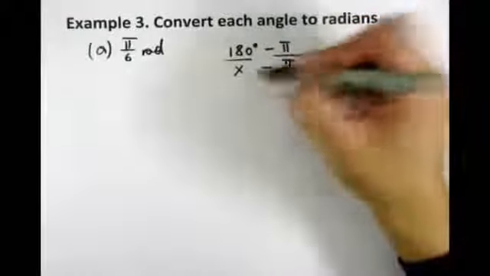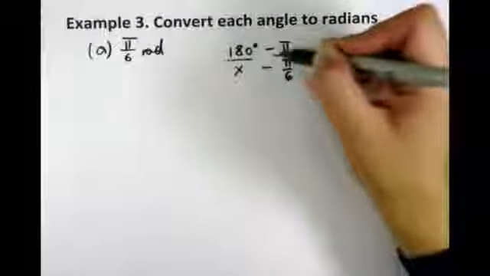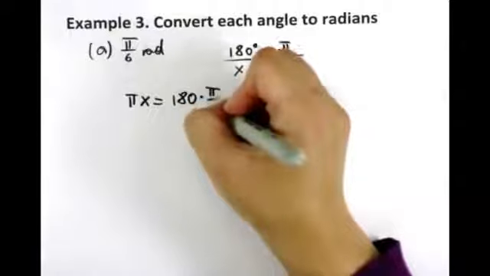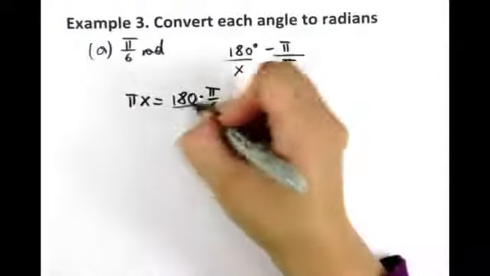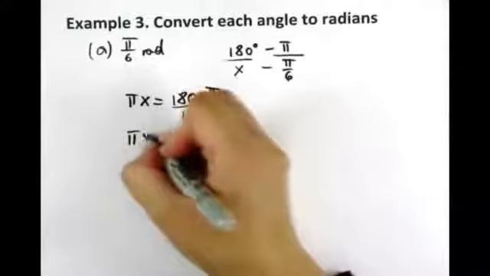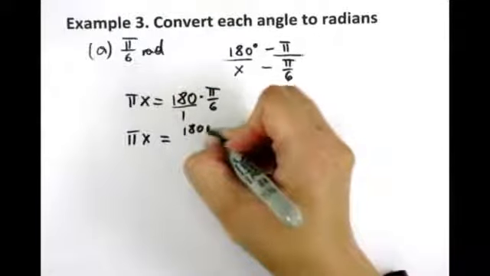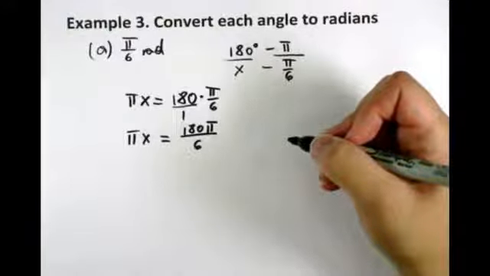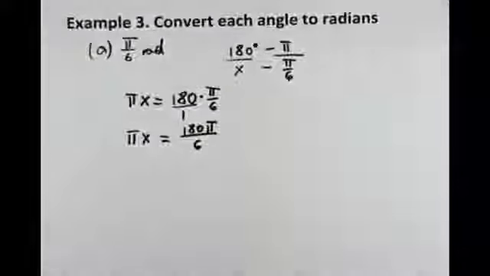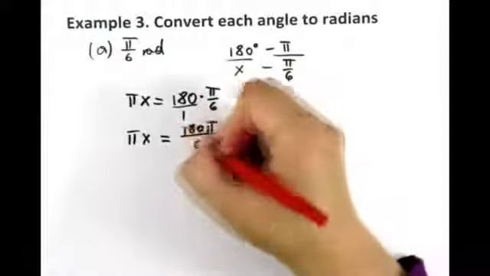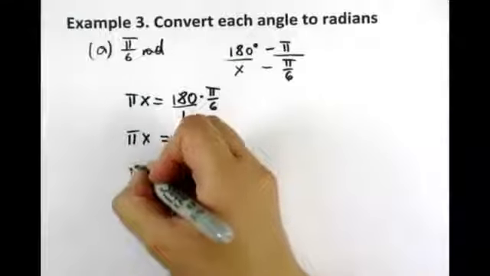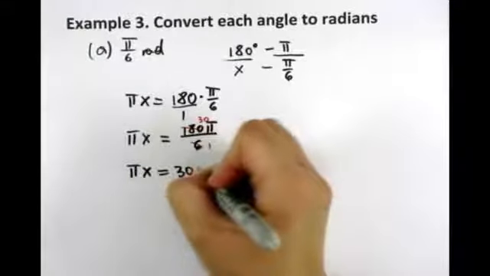Okay, so now we can cross multiply: x times pi is pi x, which is equal to 180 times pi over 6. 180 is like 180 over 1. So I have pi x is equal to 180 pi over 6. 180 and 6 reduces to 30. So I have that pi x is equal to 30 pi.